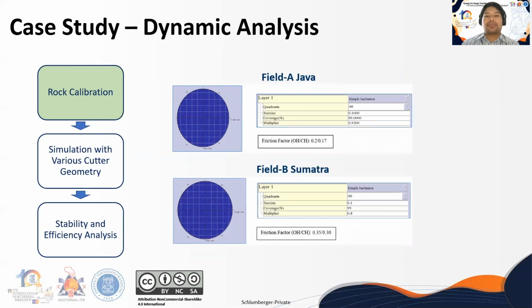As can be seen in the slide, for field A Java, we have a simple inclusion inhomogeneity formation with size 0.1 inch. And the hardness is slightly lower compared to the default rock in the library, around 92% of the default rock hardness. Also, we get the friction factor 0.2 for open hole and 0.17 for cased hole. For field B Sumatra, the formation inhomogeneity is similar. However, the rock is softer than field A Java, only around 80% of the default rock hardness. But the friction factor in this formation is higher, 0.35 for open hole and 0.3 for cased hole.